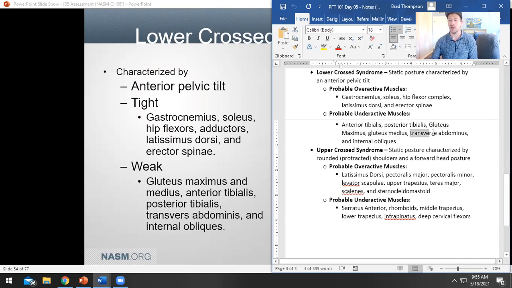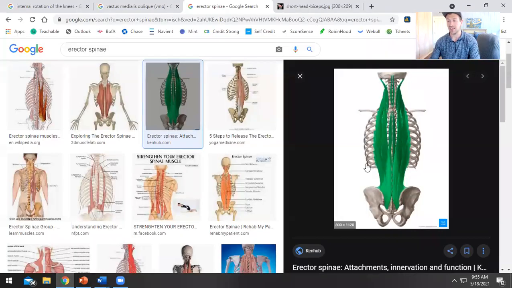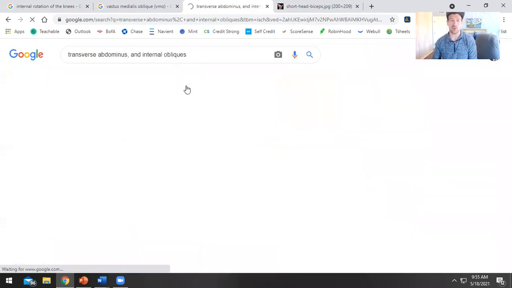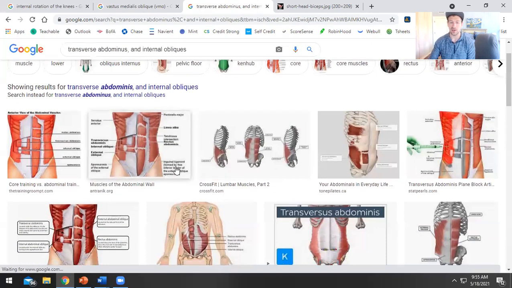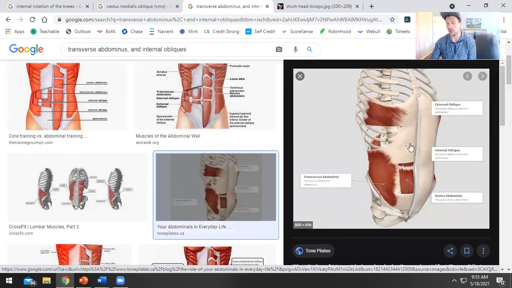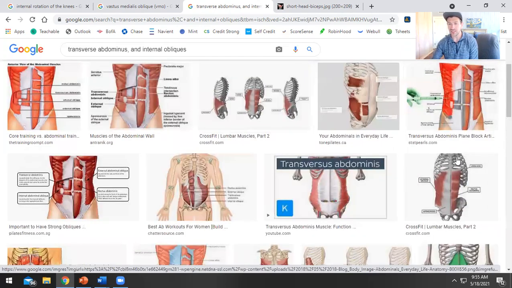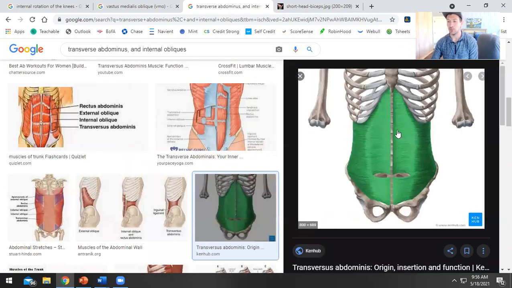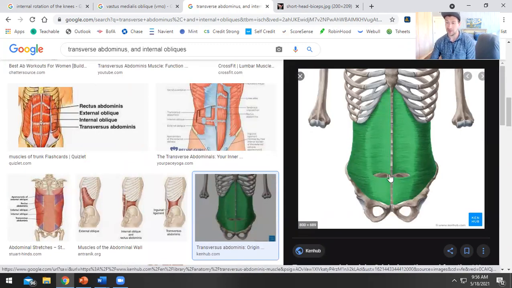Then we're seeing the transverse abdominis and the internal obliques, which are those core muscles on the exact opposite side of the erector spinae. The erector spinae is on the back of your spine. Well, your transverse abdominis and your internal obliques are on the front of your spine, creating a nice wall here that is going to stabilize your spine and create intra-abdominal pressure, holding everything in place.